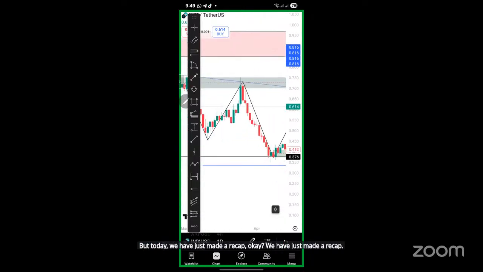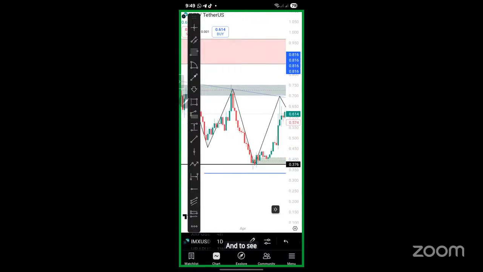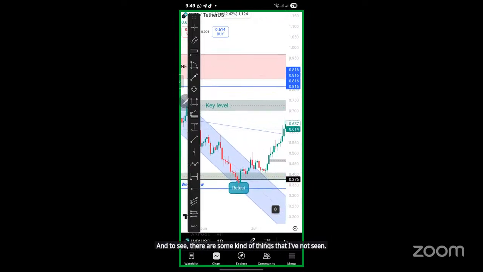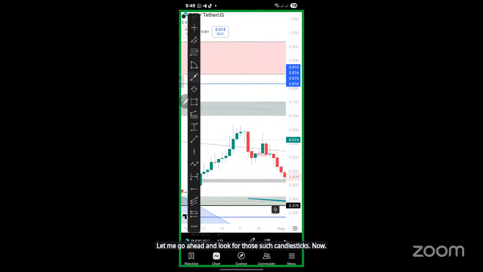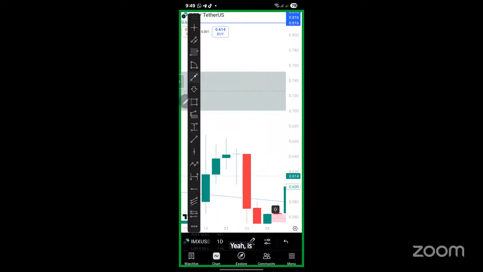And there are some candlesticks that I have not seen. Let me go ahead and look for such candlesticks. Now, here it is. Somebody tell us the pattern here.